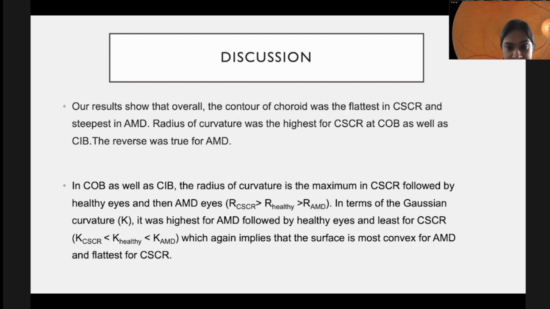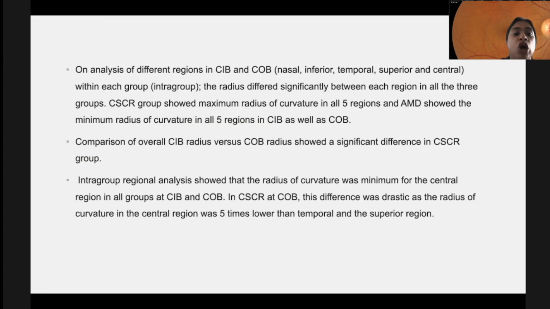In COB as well as CIB, radius is maximum in CSCR, followed by healthy, followed by AMD, and the opposite for Gaussian curvature, which again implies that the surface is most convex or most rounded for AMD and flattest for central serous chorioretinopathy. On analysis of different regions in CIB and COB, the radius differed significantly between each region in the groups. CSCR showed maximum radius of curvature not only overall, but also in each of the 5 regions, and AMD showed minimum radius of curvature in all the 5 regions at CIB as well as COB.